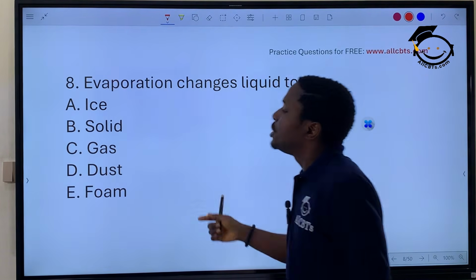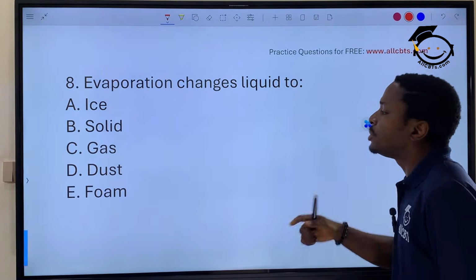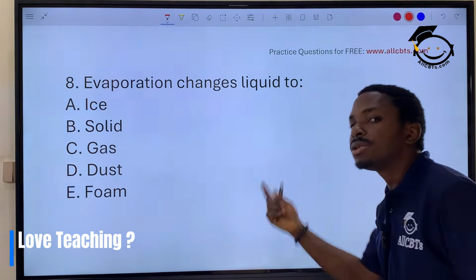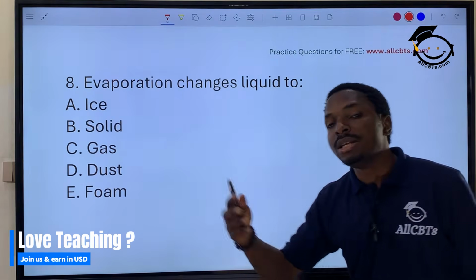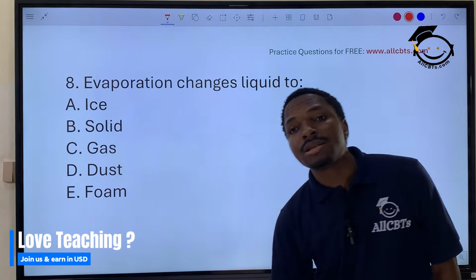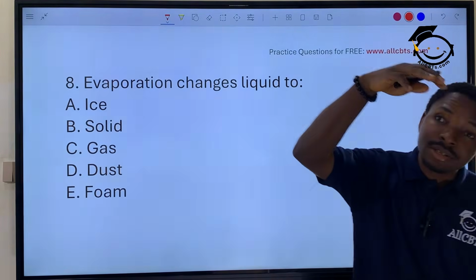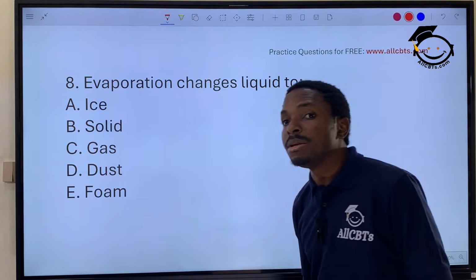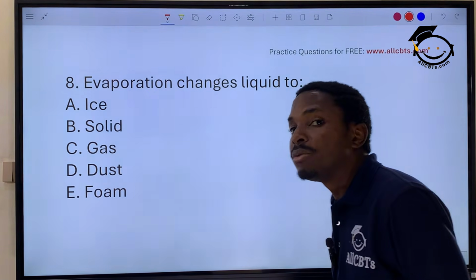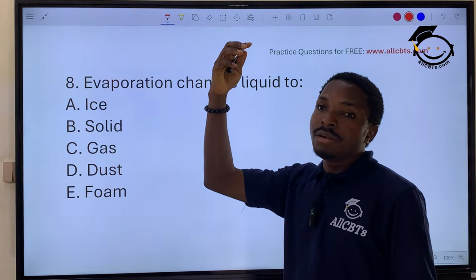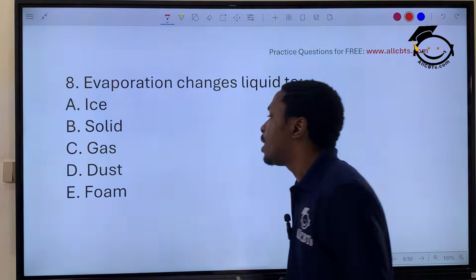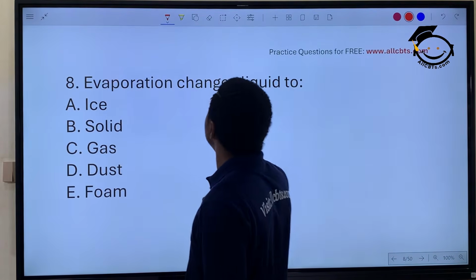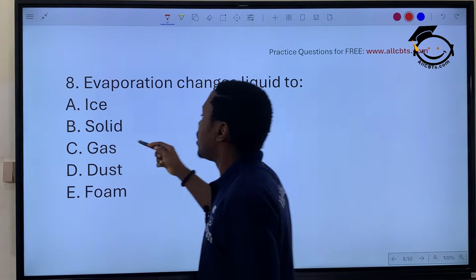Evaporation changes liquid to what? Now what's evaporation? The way by which water leaves or changes states from liquid to gas. That's what evaporation simply means. The way by which water leaves and turns to gas, and condenses and comes back to the earth. So evaporation changes liquid to gas.